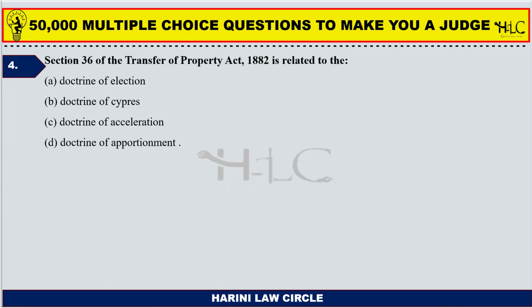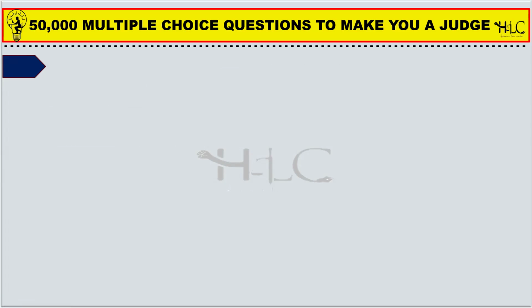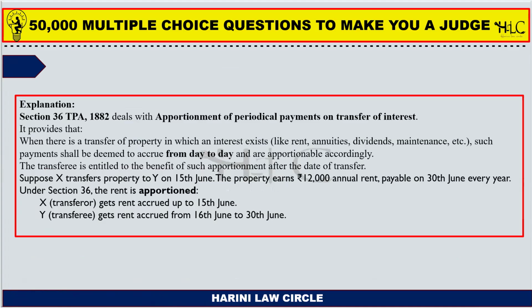I'll read the options again to you. Doctrine of election, doctrine of Cyprus, doctrine of acceleration, doctrine of apportionment. So the correct answer is Section 36 of the Transfer of Property Act 1882 is related to the doctrine of apportionment, and the option is D.